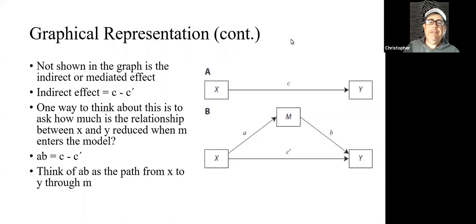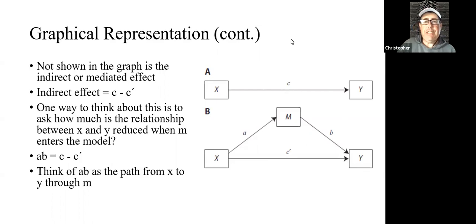The last piece here, and this isn't necessarily shown in the graph, but it is what we're really after. Not shown in the graph is what's called the indirect or the mediated effect. The indirect effect is represented in a couple of different ways. One way to calculate it is simply by taking the path C, the total effect, minus C prime, the direct effect. That is, what was your coefficient before the mediator was entered, and you just had X as your only predictor? What was the coefficient afterwards?